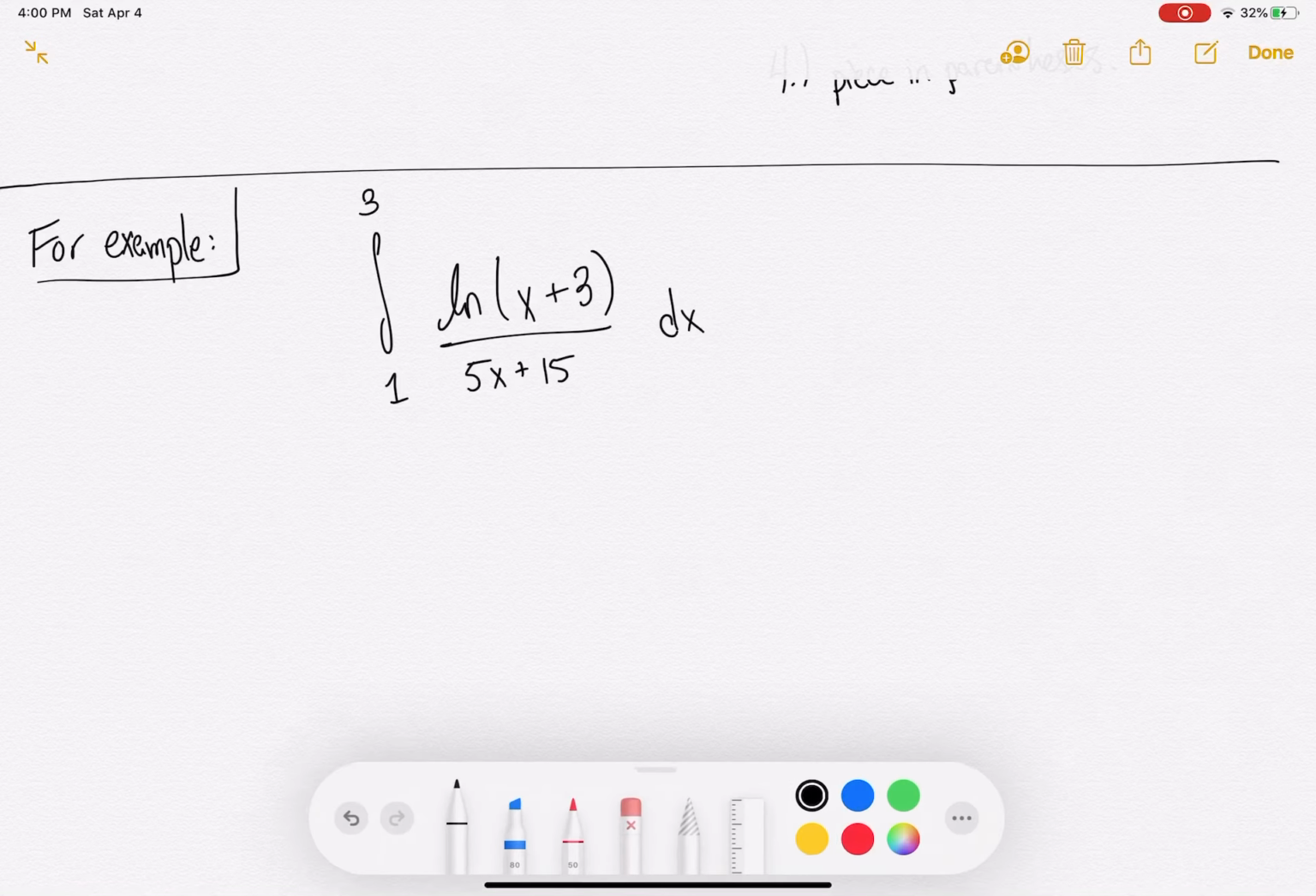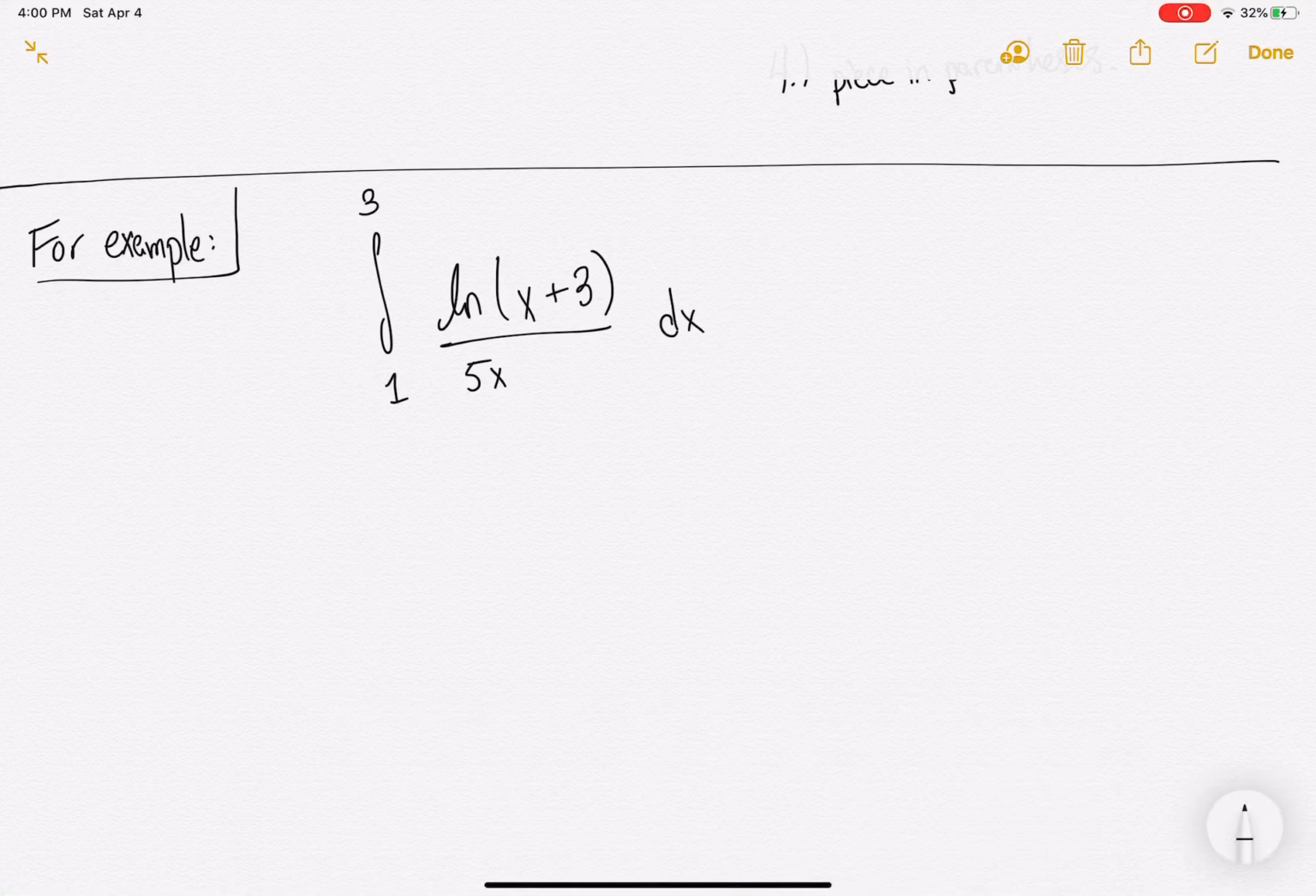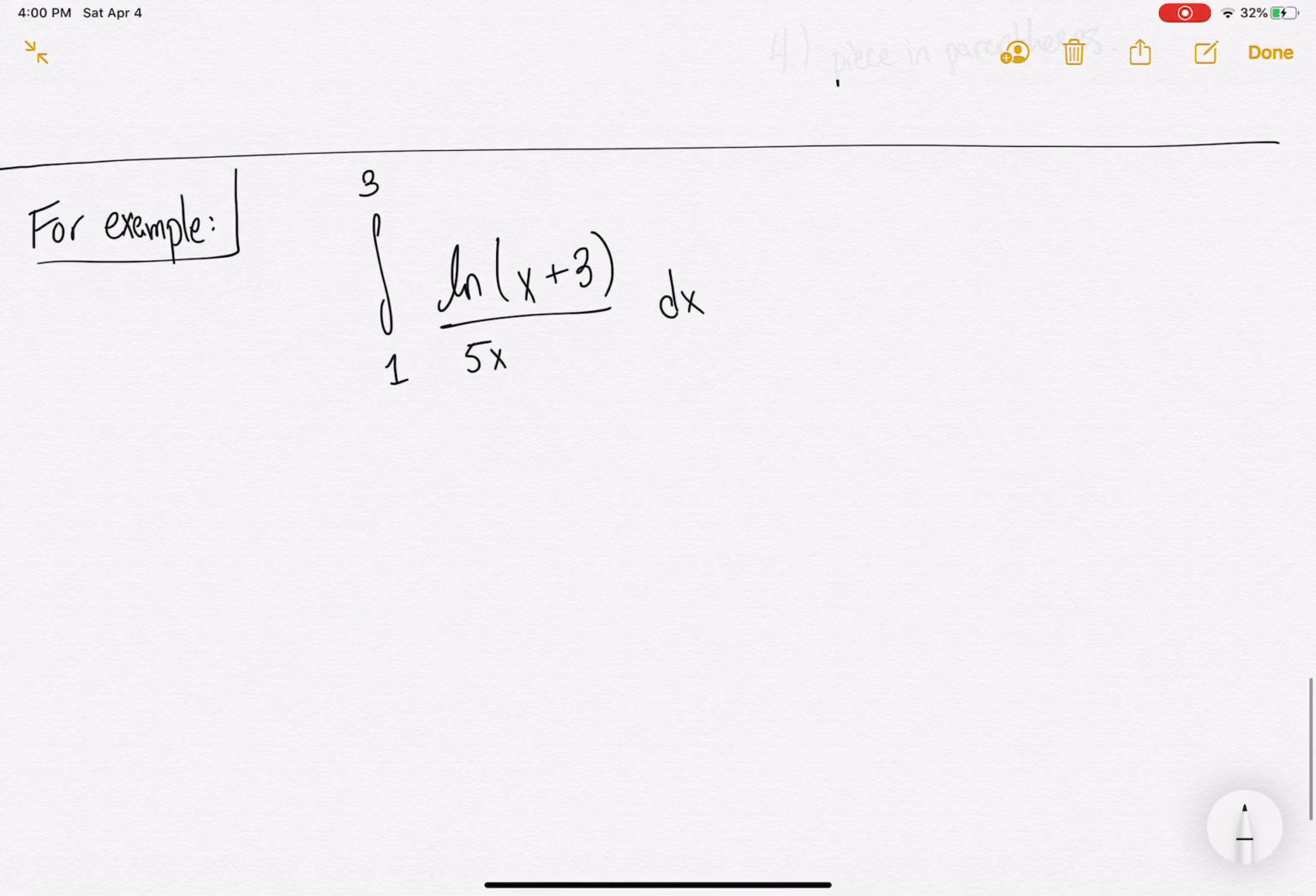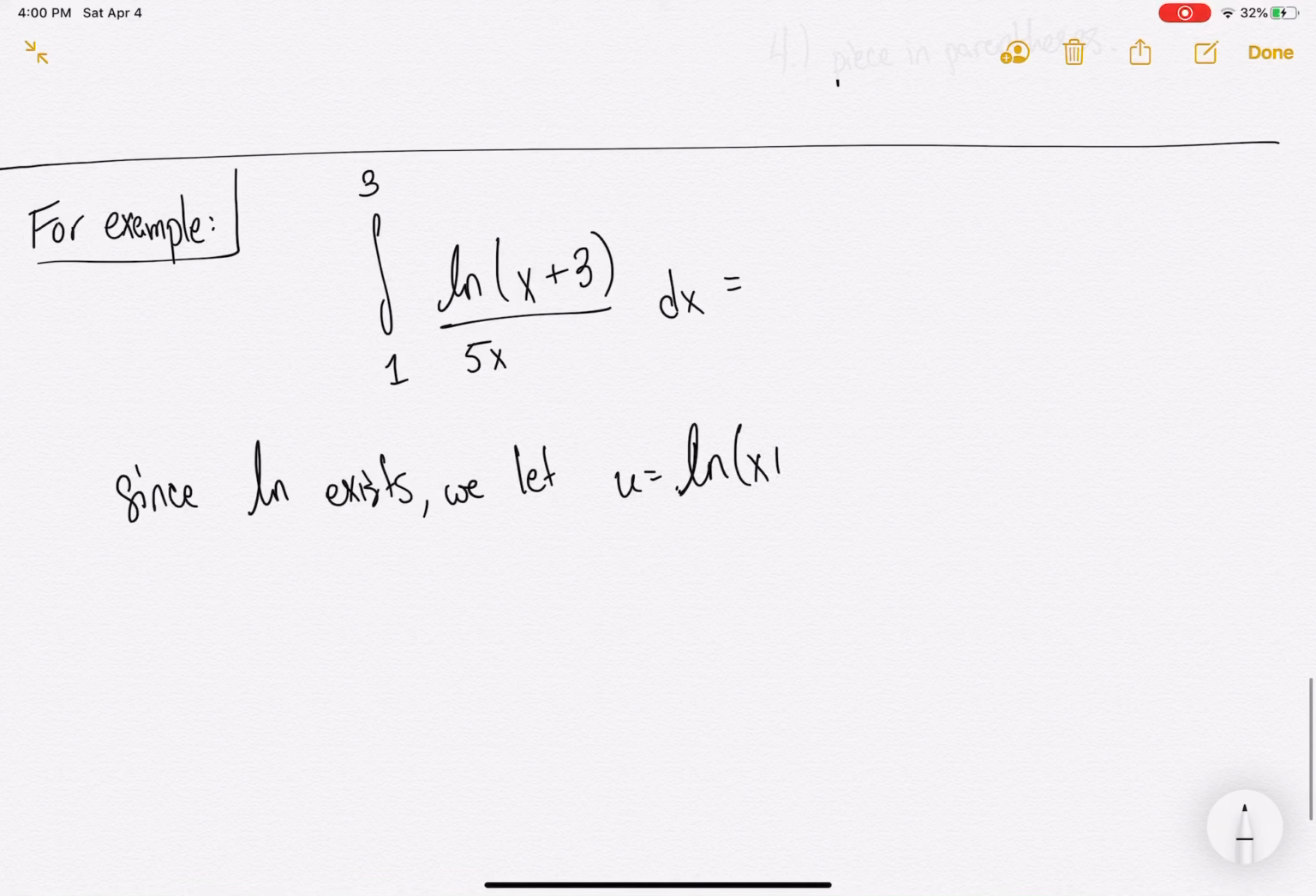That's not what I wanted to do. Divided by 5x, sorry. An extra term in there. 5x. So in this case, since a natural log showed up, that's actually what we want u to be. So u is the natural log of x plus 3, which makes, oh, maybe I was right about this. I was right. 5x plus 15.